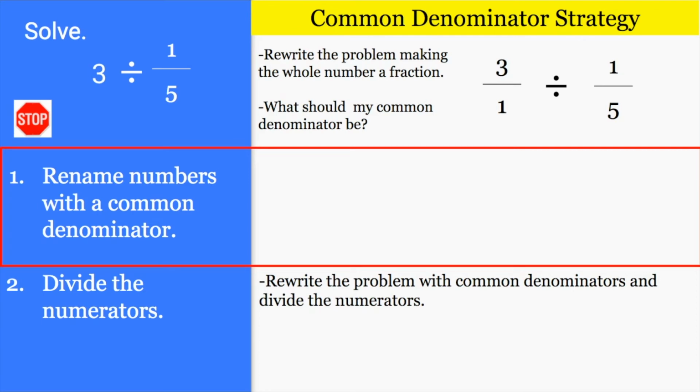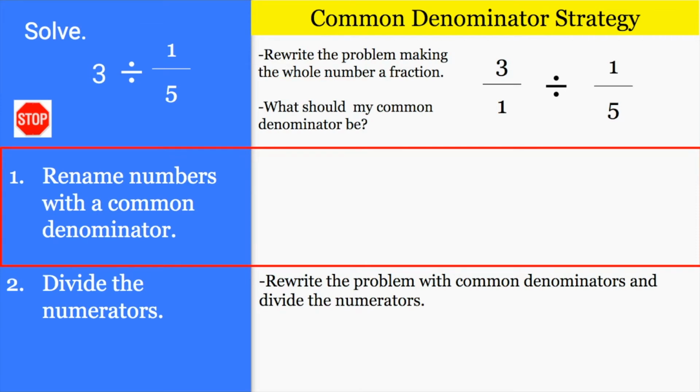Okay, friends, let's solve 3 divided by 1/5 using the common denominator strategy. Now, the first thing I'm going to do is rewrite the problem, making the whole number into a fraction. You see here, I've taken the 3 and I put it over 1. So now I have 3 over 1 divided by 1/5.